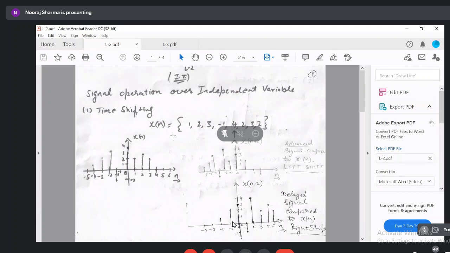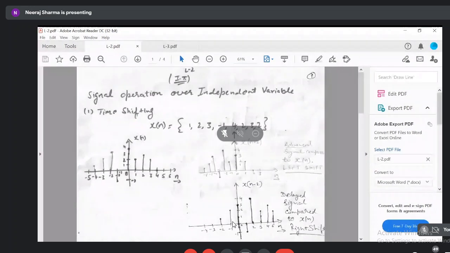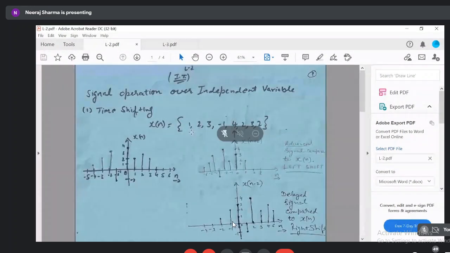Whereas if you have a finite data sequence, then the number of elements in the given discrete time signal will be finite. For example, we have taken a case study where the discrete time signal, x of n, can take only these values: 1, 2, 3, 4, 5, 6, 7, 8. So there are 8 elements in the given data sequence, and hence we can call this a finite data sequence.